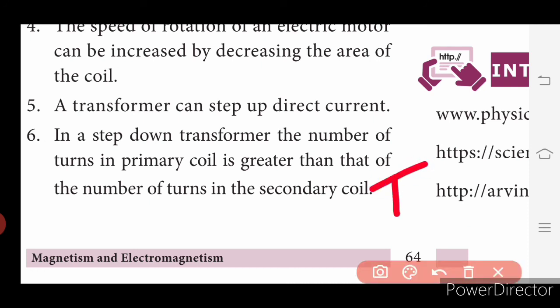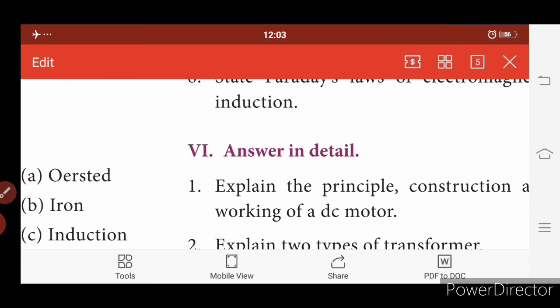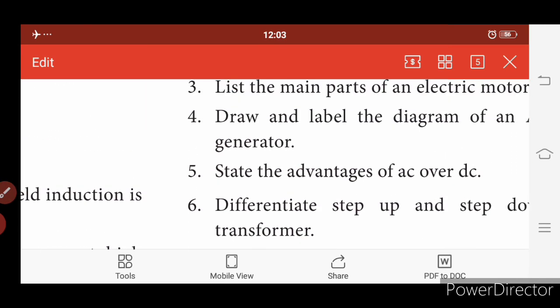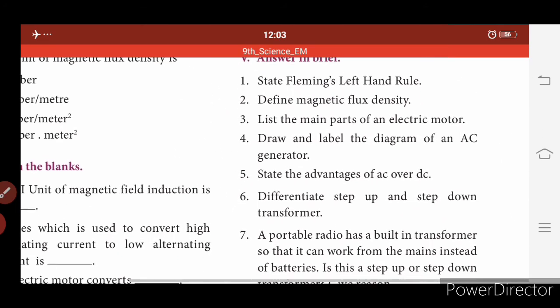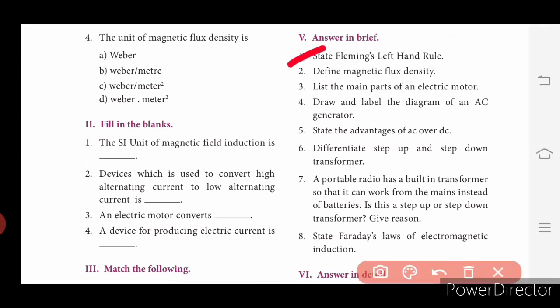Now the questions you have to write in the classwork. Children, please make a note of it. Already in the first session I have said what questions you have to write in your classwork. So now we will discuss that. I asked you to write the first question, state Fleming's left hand rule. Second question, define magnetic flux density. Then fifth question, state the advantages of AC over DC. Differentiate step up and step down transformer. These are the questions I asked you to copy down in the classwork.